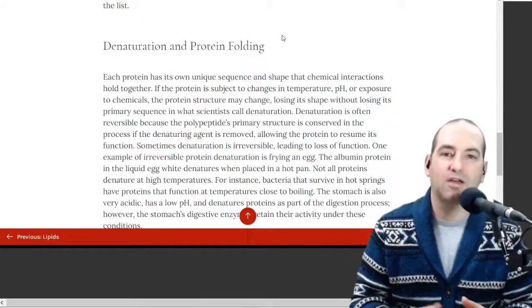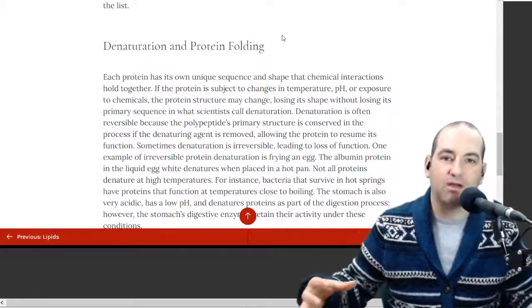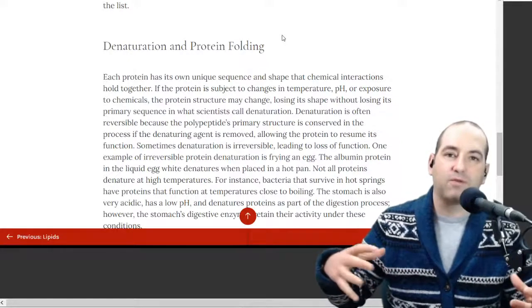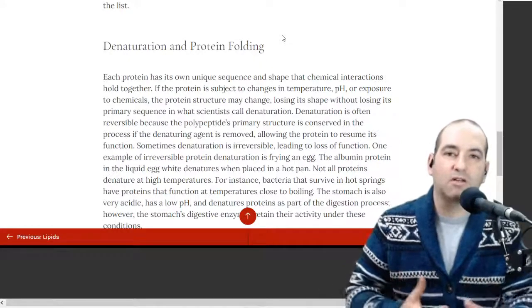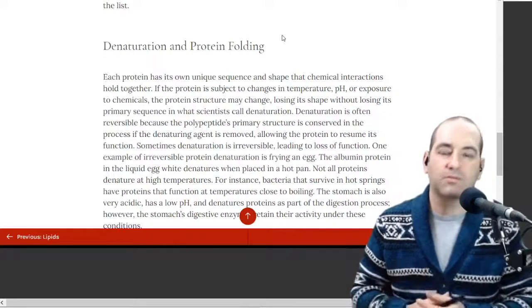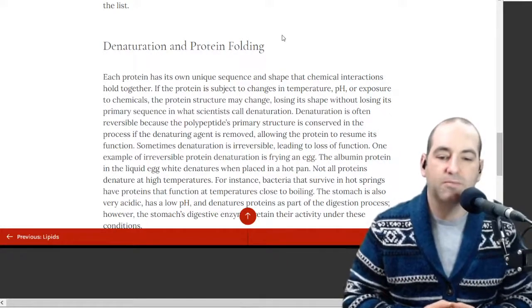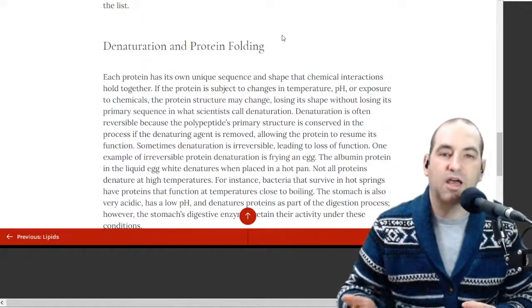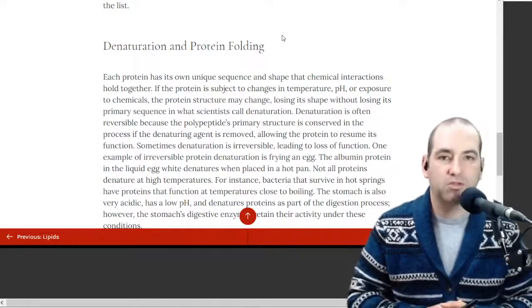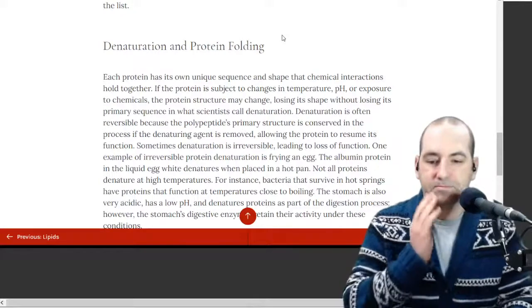That chunking is the proteins unfolding, and then the intermolecular forces causing them to all tangle up and form these new clumps. So that's known as denaturation. You can also denature with heat. When you, for instance, cook an egg, you're denaturing those proteins using heat.